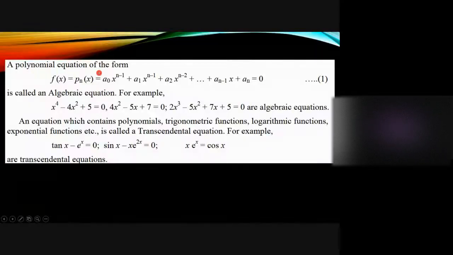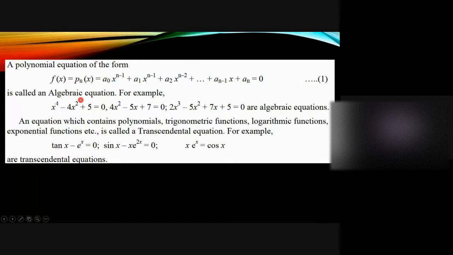Any polynomial equation of the form f of x is equal to Pn of x is equal to a0 into x raised to n plus a1 into x raised to n minus 1 up to an equal to 0 is called the algebraic equation. If you notice, this is simply a polynomial without any logarithmic or trigonometric function, a pure polynomial equation with the right hand side as 0, or which can be equated to 0, is called the algebraic equation.